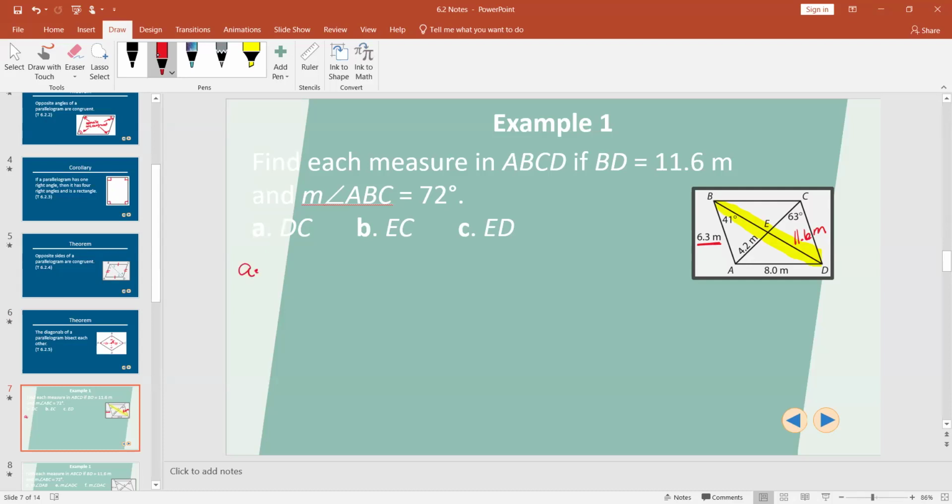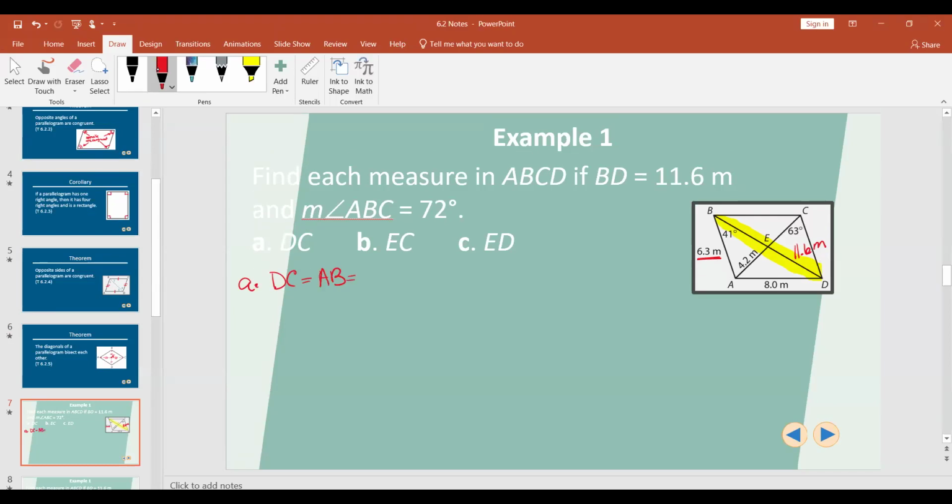So for our first one here, we can say that the measurement of DC equals the measurement of AB, which equals 6.3 meters. And so that is the measurement of DC as well. The second one here, EC.